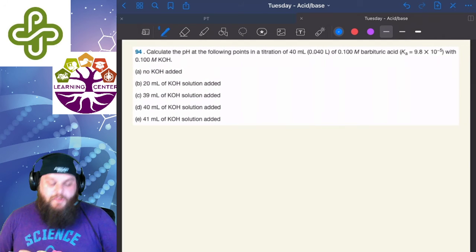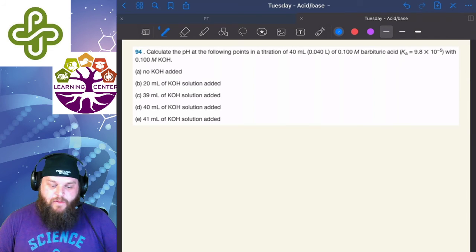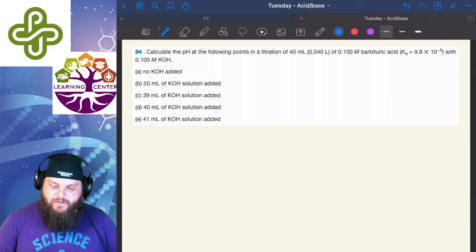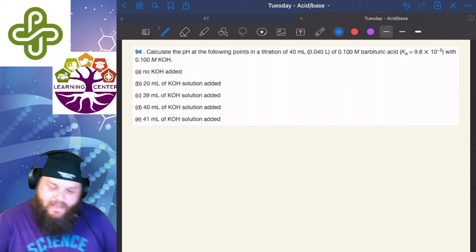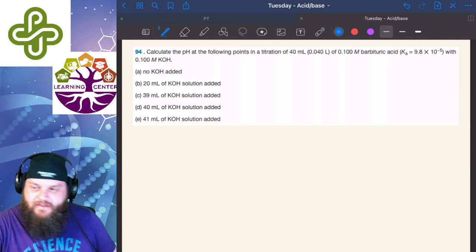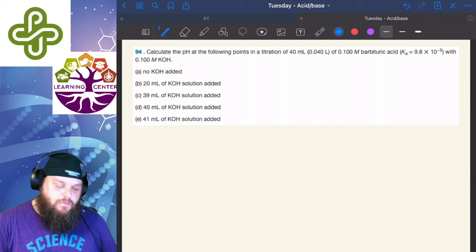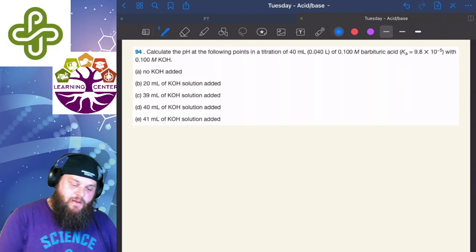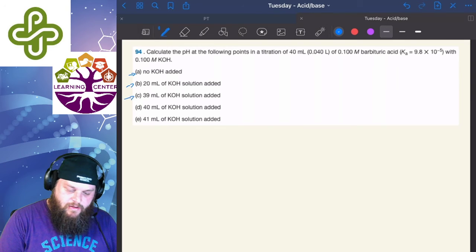So we have a titration. Calculate the pH of the following points in the titration of 40 milliliters of 0.1 molar barbituric acid, which has a Ka value of 9.8 times 10 to the negative 5, with 0.1 molar KOH. And then they have a few different stages that we want to calculate this at: when there's no KOH added, when there's 20 milliliters, 39 milliliters, 40 milliliters, and 41.